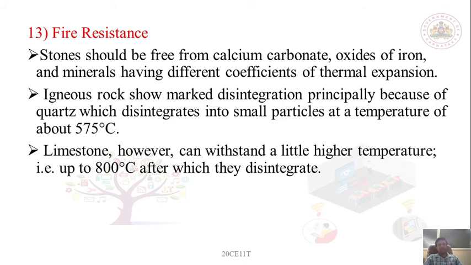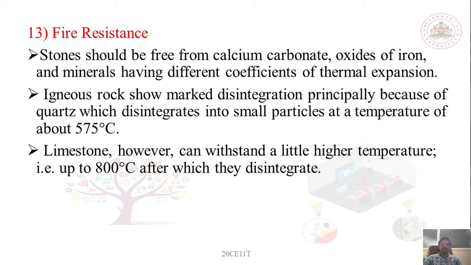Fire resistance. Here two things are there. One is fire resistance, the other is thermal resistance. Fire resistance is when the fire is directly in contact with the stone. When fire is not directly in contact with the stone, but only its thermal waves, like heat, are reaching the stone, that is thermal resistance.